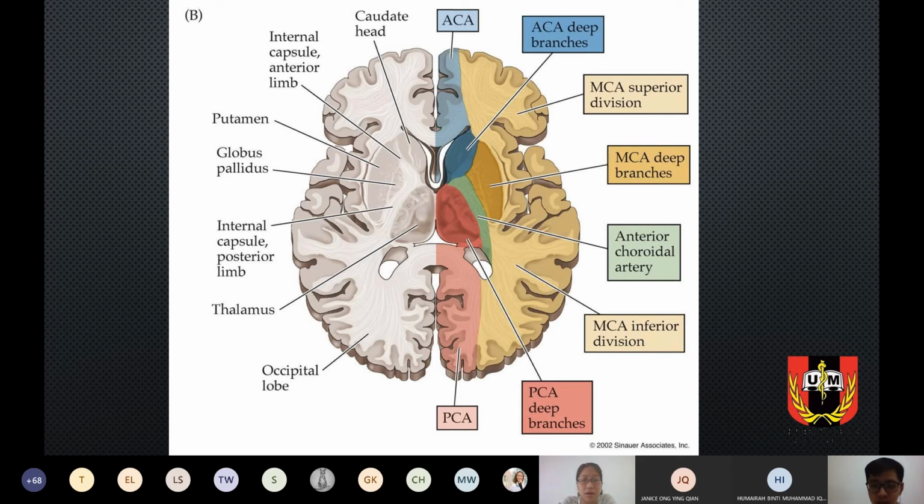So you have to do the MRI to see lah. CT scan is good enough. Not everybody needs MRI. CT scan is a good investigation. Okay. Don't dispute CT scan.